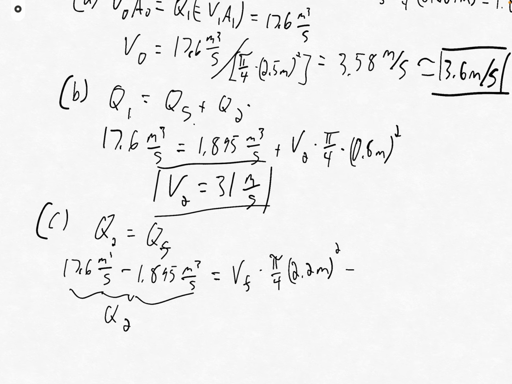The textbook lists this as 4.13 meters per second. Two significant digits are fine, so we're going to say VF is equal to 4.1 meters per second.